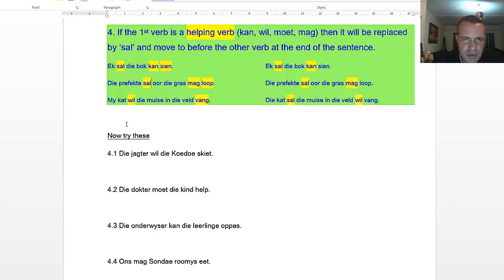My kat wil die muise in die veld vang. My cat wants to catch the mouse, or the mice, sorry, in the field. So we see wil. Then we expect to see what? Another verb at the end. When we move it, it can't go over it. It doesn't change form to wou, because this is future tense. And then we put a sal there. Happy.